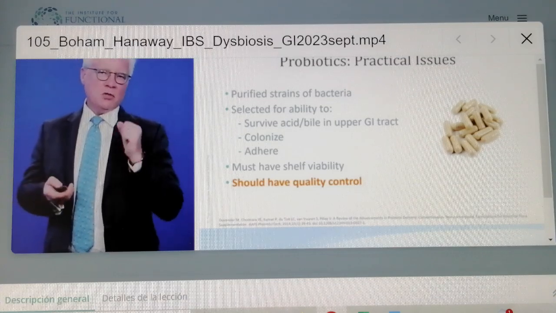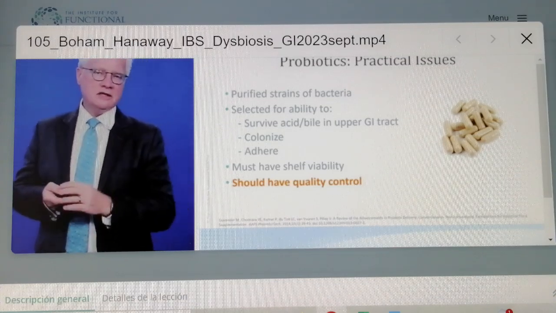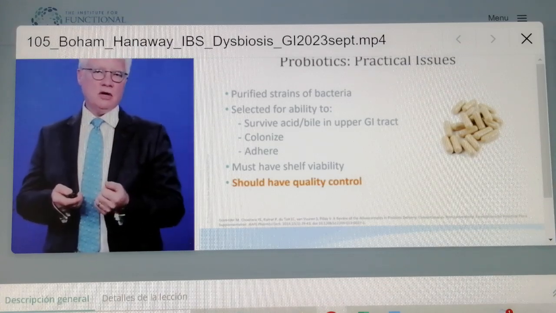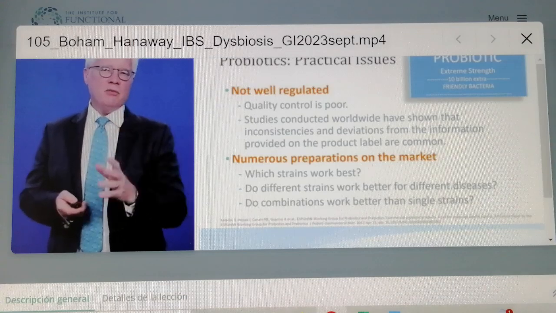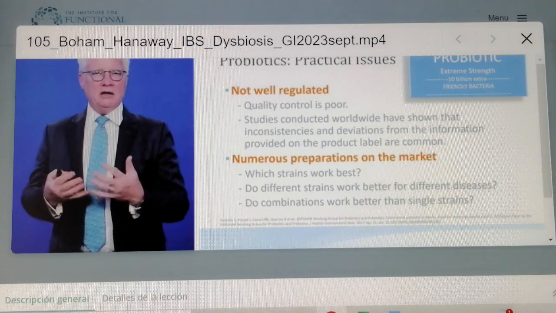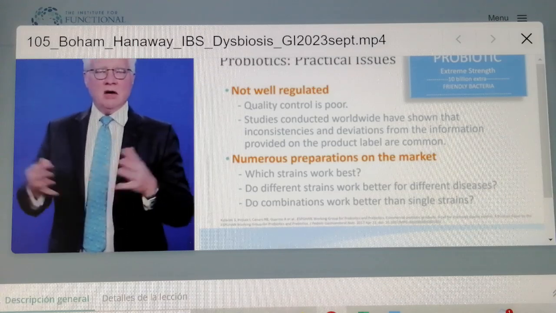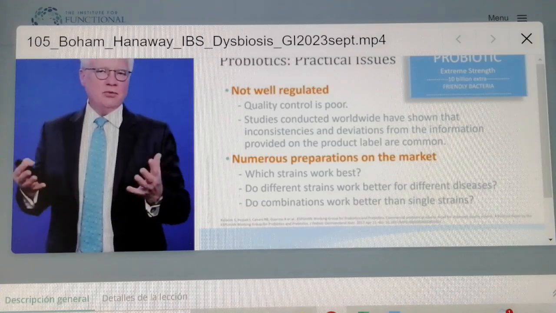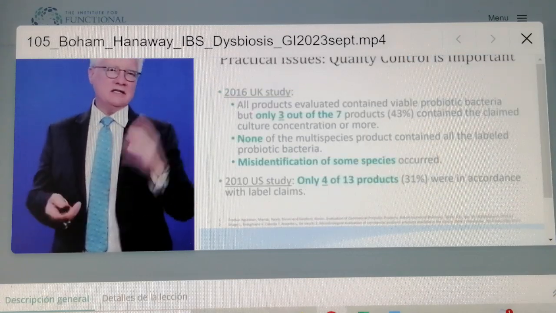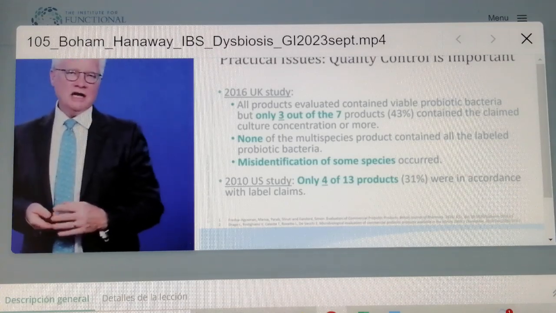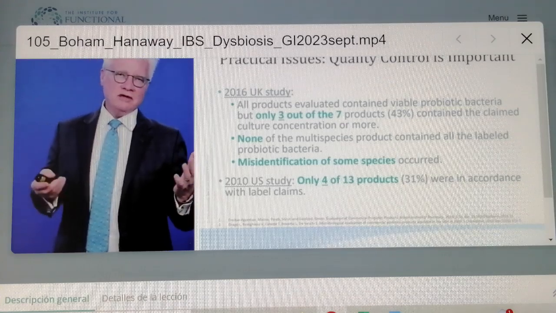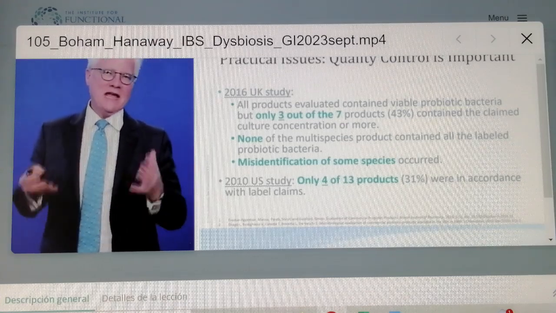So when we look at these, we begin to say, well, how do we determine what's the best thing to do? What I tell my patients and what I tell doctors and clinicians like yourself that I'm teaching is you have to look at the quality control of what's going on. Because when the studies have been done, the probiotic supplement industry is not well regulated. And so we can see that there are practical issues that occur. Anyone can put out a probiotic, put a label on it and say it's probiotic. But when they actually start looking at them, like these studies in the UK and in the US, what we find is that, in the UK study, 43% of the products didn't have what they said they had in them.